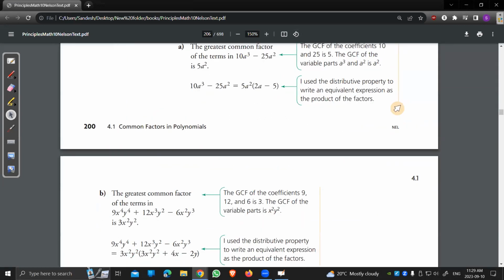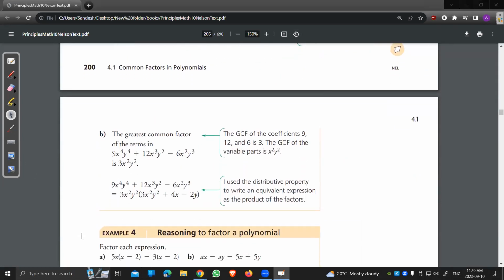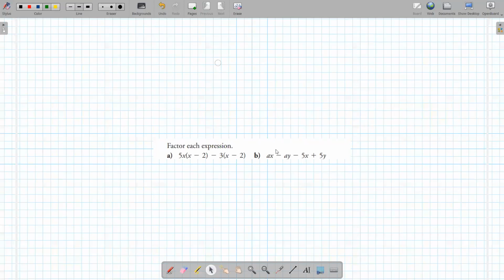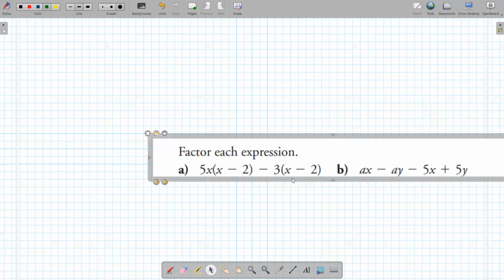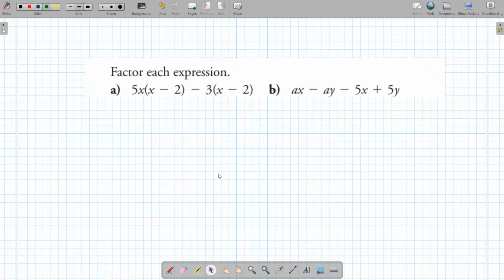This one could be a little bit tricky. For A, is there anything we can pull out, or do we need to open the brackets? No, you don't have to open the brackets. Here, if I asked you 5x times A minus 3 times A, if you pull out an A, what are you left with? 5x minus 3.